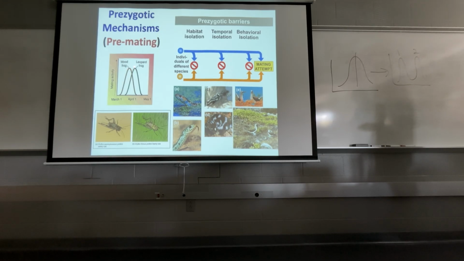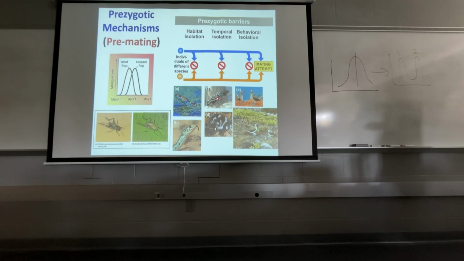Leopard frogs will be out when the wood frogs are out. I've actually seen wood frogs and leopard frogs calling in the same pond, hanging out. But the leopard frogs need warmer temperatures. It needs to warm up a little bit before they get in the mood to reproduce. And so they typically reproduce, you can see here at the peak, after the wood frogs are done. So they're reproducing at different times and never cross-interbreed and form a hybrid.